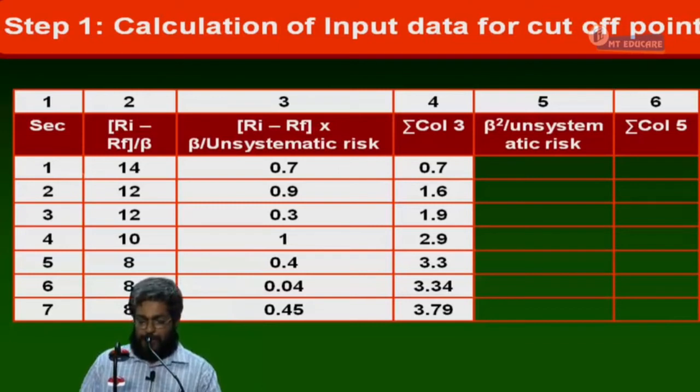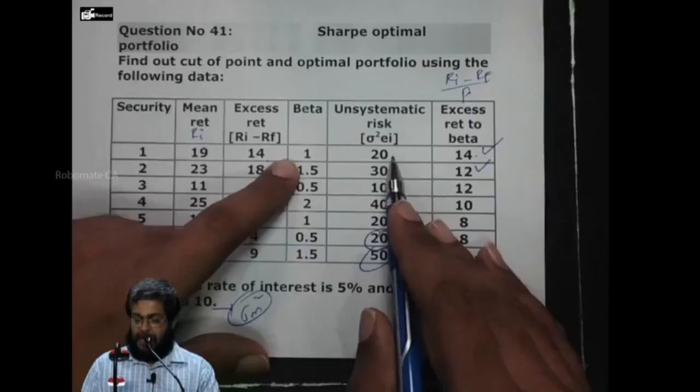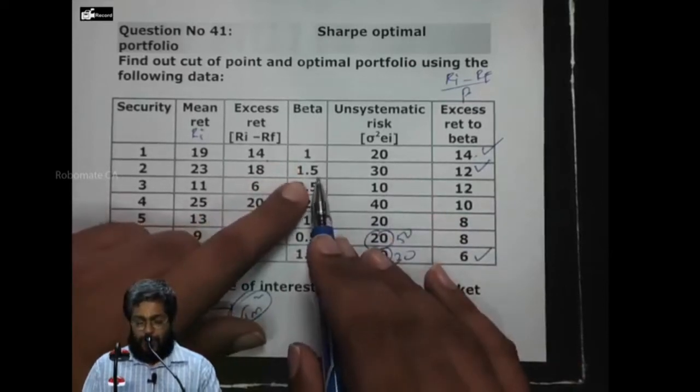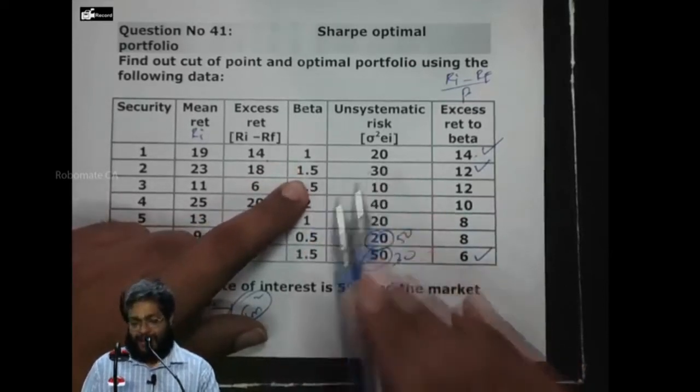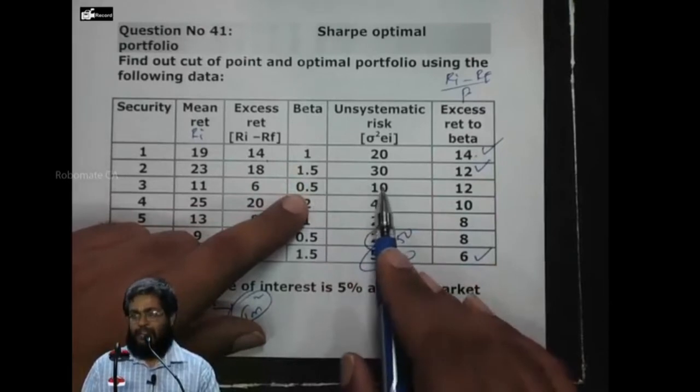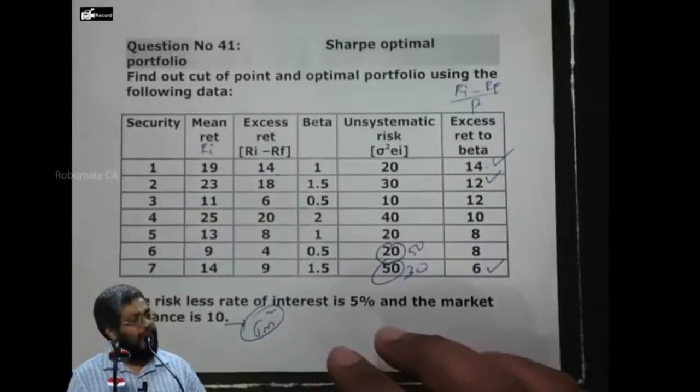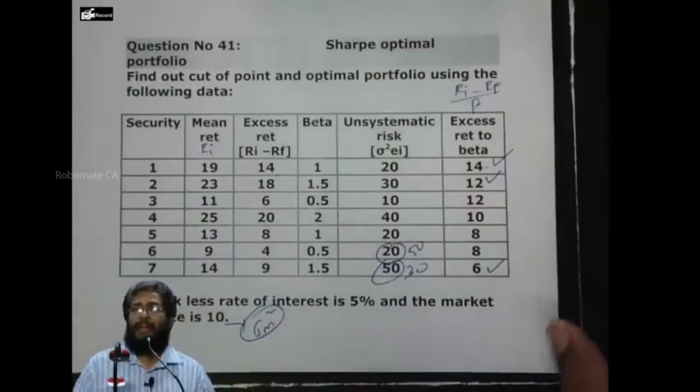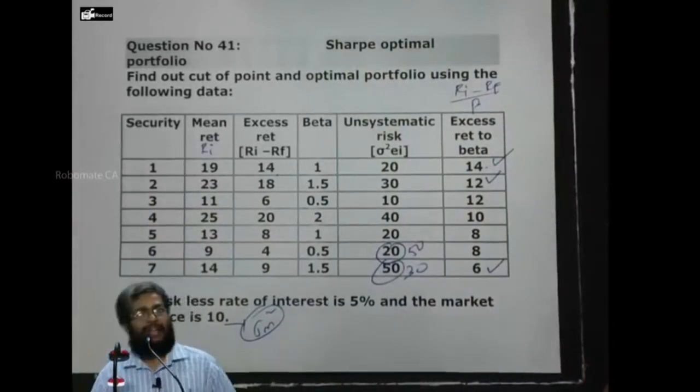Tell me for the first security and then we put it. First security is what? 1 square divided by 20. Security 2, 1.5 square divided by 30. Security 3, 0.5 square divided by 10, and so on. Are you following? Now I calculate here beta square divided by unsystematic risk.